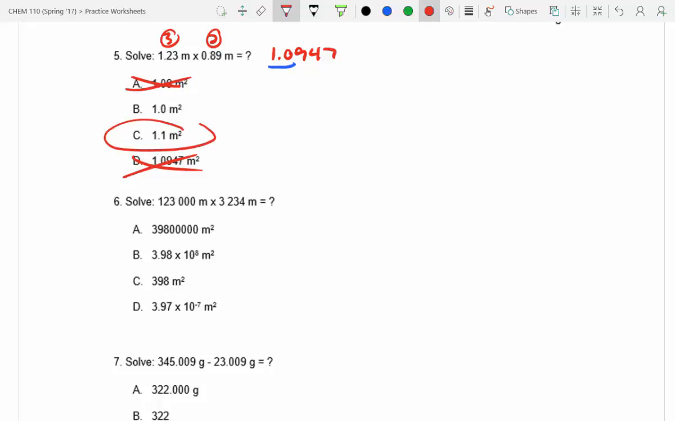The other thing to pay attention to is because we're multiplying meters by meters, the meters also turn into a cube. If you're adding things, they don't become cubes, so be aware of all the algebraic rules.